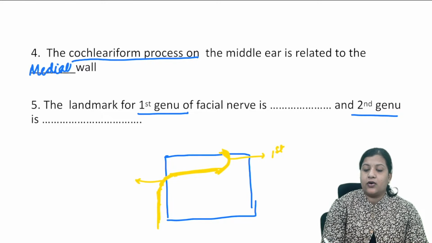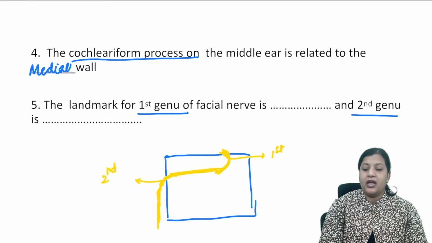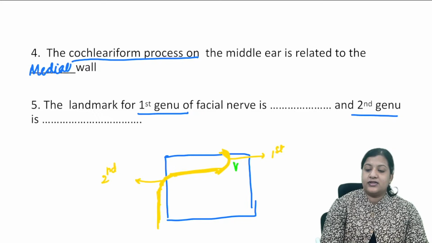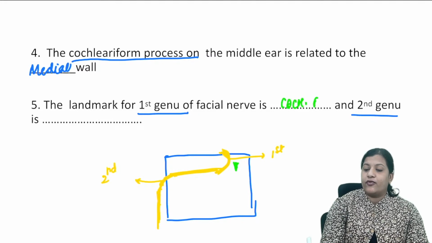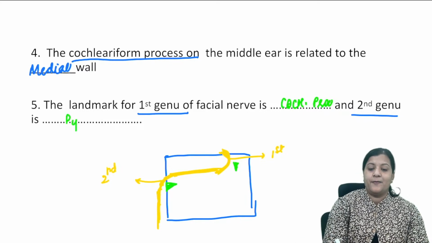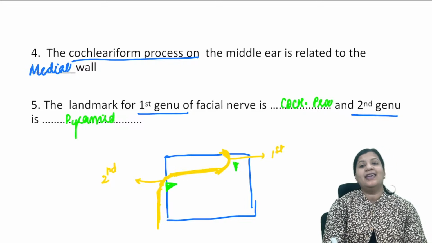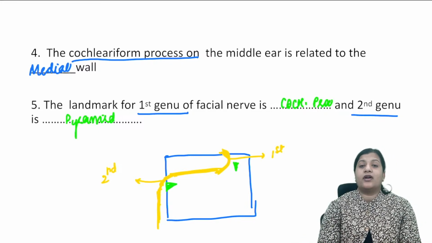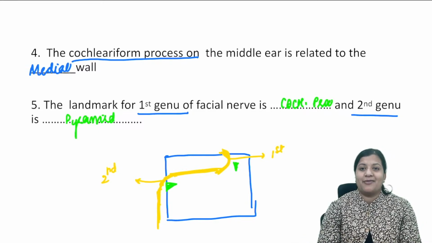So this turn we call as the second genu. The landmark for your first genu is going to be the cochleariform process. And for the second genu, what is the landmark you see on the projection on the posterior wall? It is your pyramid. Easy. Now, can you all quickly revise what is the landmark for the horizontal segment of the facial nerve?